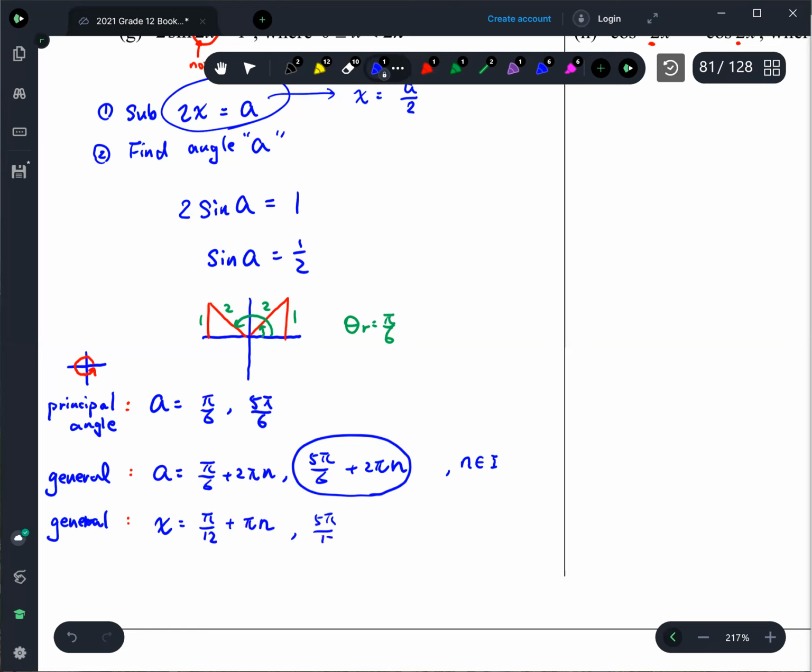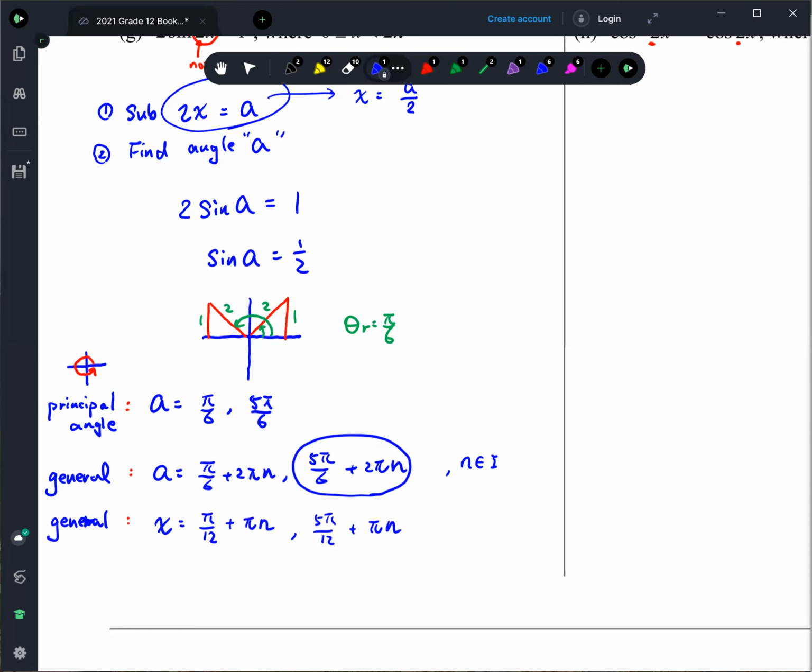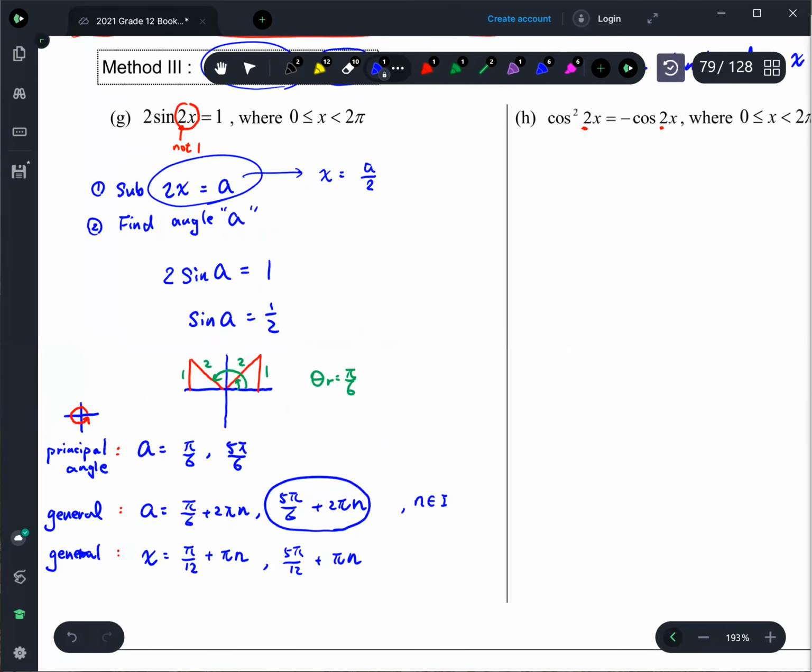Yeah, okay. So it's not always divided by 2, right? For this question, we divided by 2 because 2x equal to a. At the beginning, we let 2x represent a to help us find a first. But our goal is to find x, right? So a is double the value of what we want. So we need to take the answer for a and divide it by 2.